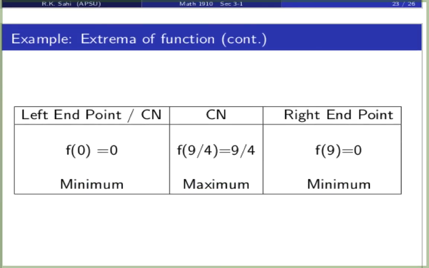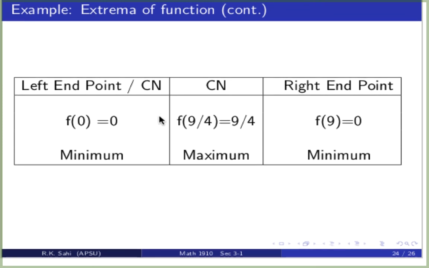When you plug in the values, at 0 it is 0, at 9 fourths it is the maximum, and f of 9 is 0. So we have two minimums and a maximum. You can have more than one minimum. The extreme value theorem says the function attains a maximum and a minimum. It's not saying a minimum or a maximum. If a function is continuous on a closed interval, then it attains a maximum and a minimum. This is an example where you can have more than one minimum too.